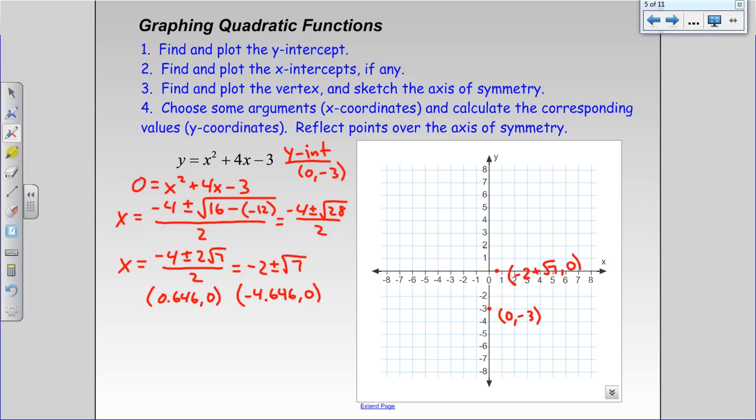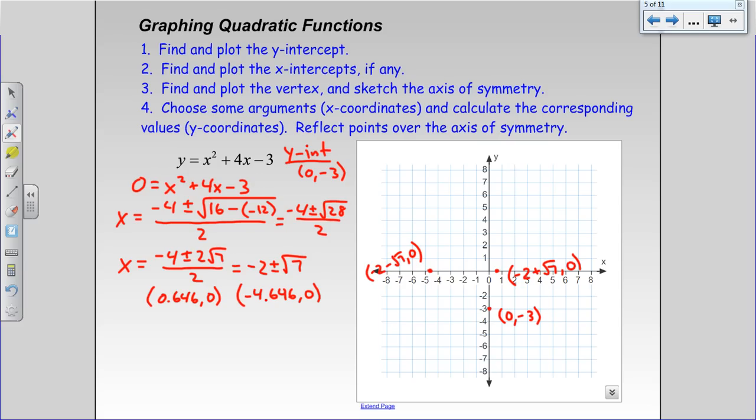Our positive x-intercept is (-2 + √7, 0). And then our negative x-intercept is (-2 - √7, 0). Okay, we're getting close to our shape of our parabola. It looks like it opens upward, but we still haven't identified the vertex.